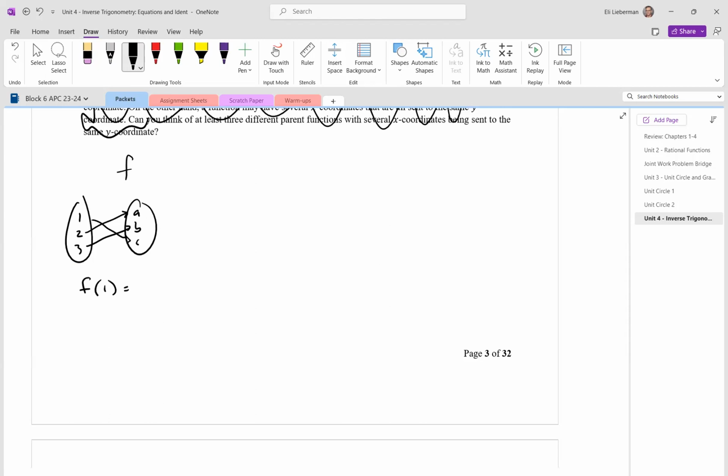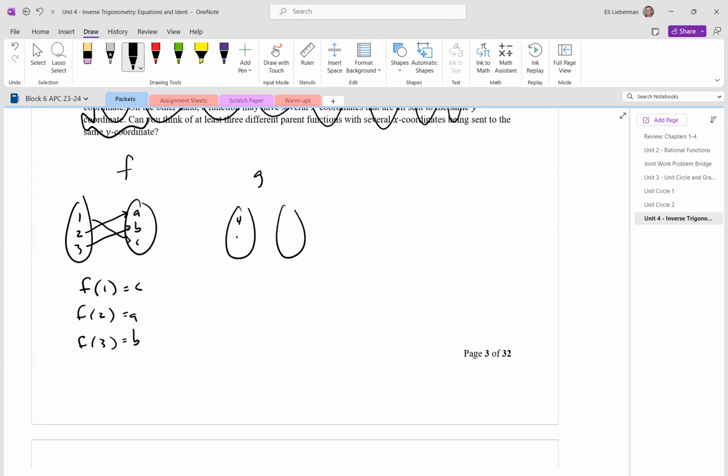Are we sure about that? F of 2 is equal to A, and f of 3 is equal to B. By definition of this mapping, it's not algebraic, it's just here's a picture, inputs in one circle, outputs in the other circle. Here's something else.